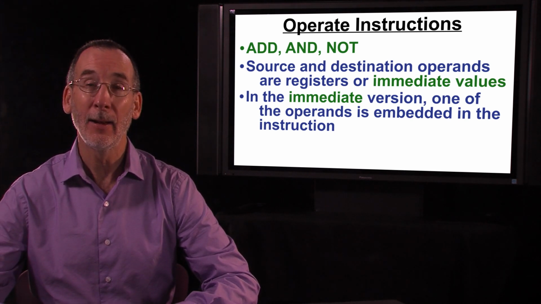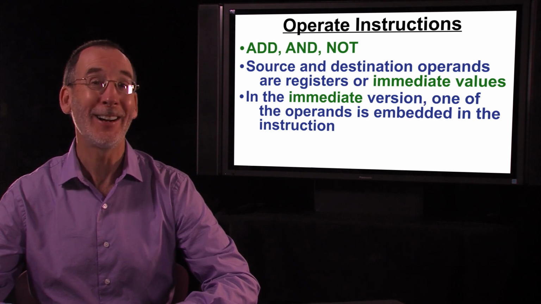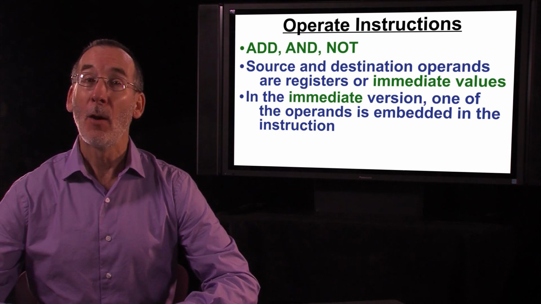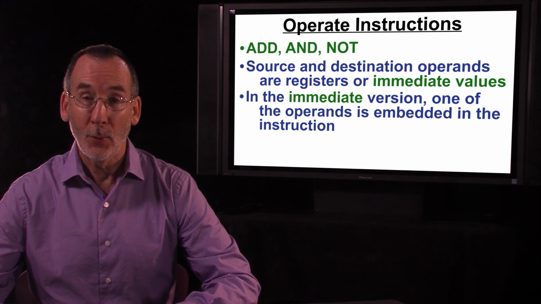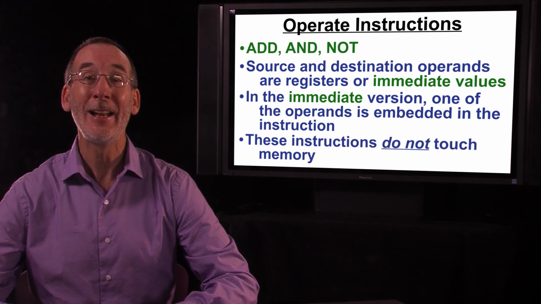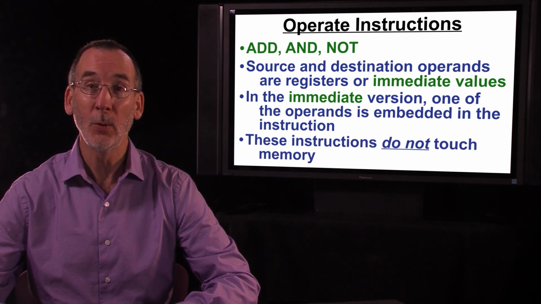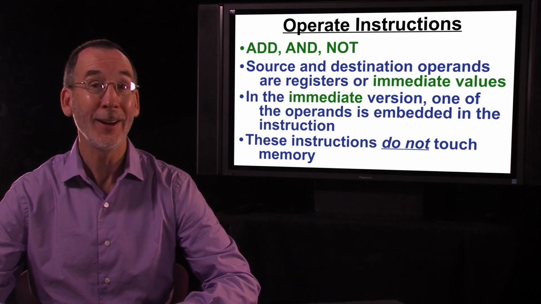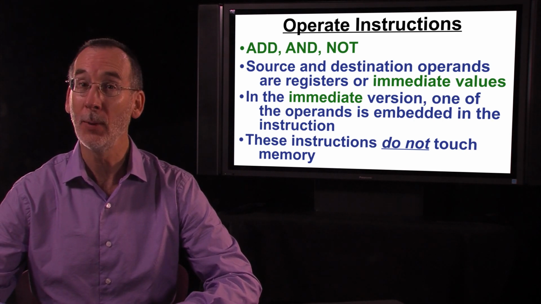So we're adding a value from a register to a constant. Now, the result of these operations gets written to a register. So these instructions do not touch memory. We're always dealing with register values or constant values and not going to memory here.